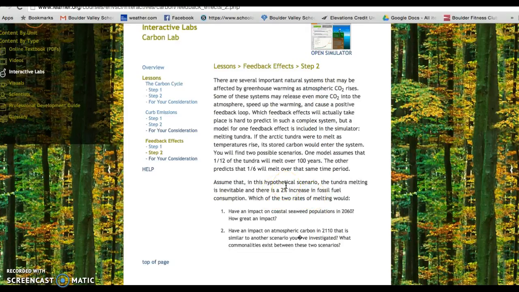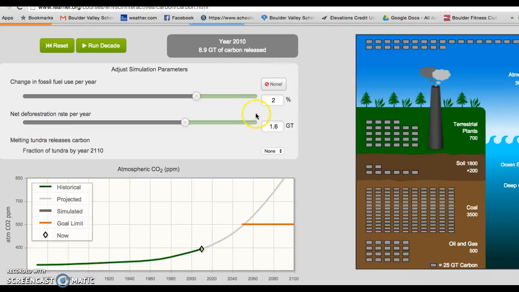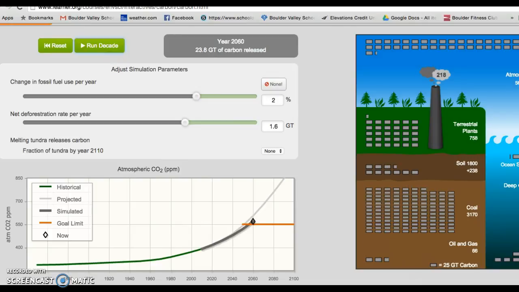We're going to look again at what happens if we melt the tundra half as fast. So 1/6 of it melting versus 1/12 of it melting over the same period of time, over 100 years. You're going to run this simulation from 2010 to 2110, and record that data in lesson 3, data table 3 here, using the parameters given here. So again, just running this, and we'll look at the impacts that it will have.